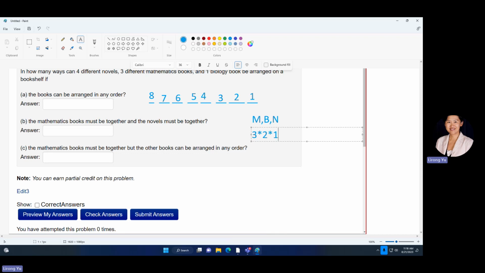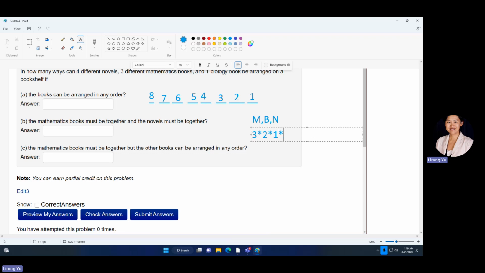But then you have 4 different novels, right? Those 4 different novels are all in one of the spots. And those 4 different novels can have different arrangements. They're all together, but you might have novel 1, novel 2, novel 3, novel 4. Or you may have novel 4, novel 1, novel 2. So these 4 books can be arranged.